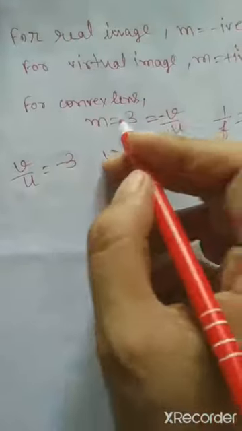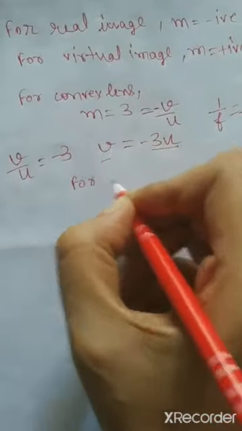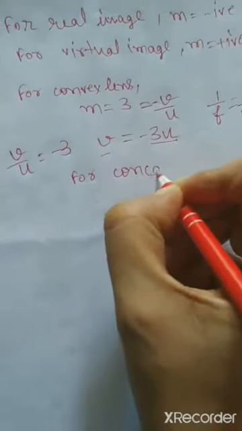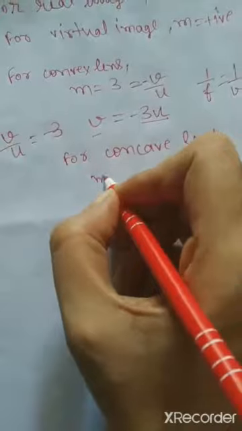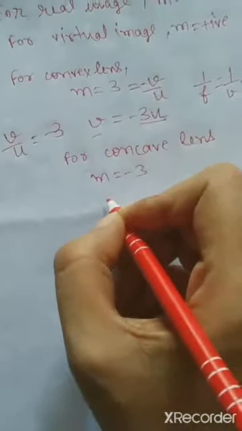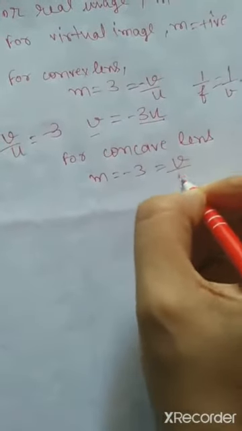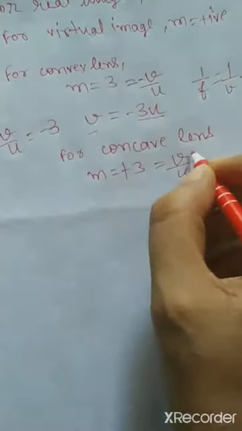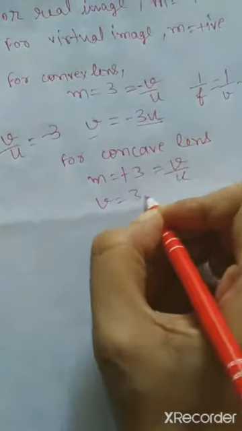This is how the numericals will be asked. So this is why this magnification is important. Now suppose m is given for a concave lens as 3. So for a concave lens, in that case we will take m is equal to minus 3. That means v by u, and v will become equal to 3u, because a concave lens forms the virtual image.